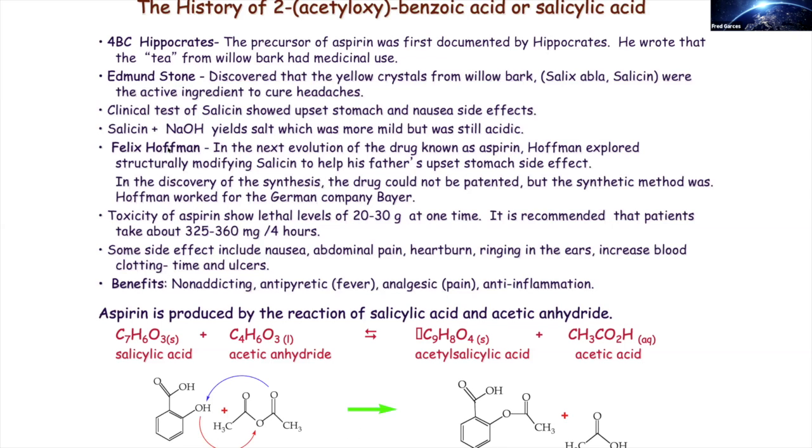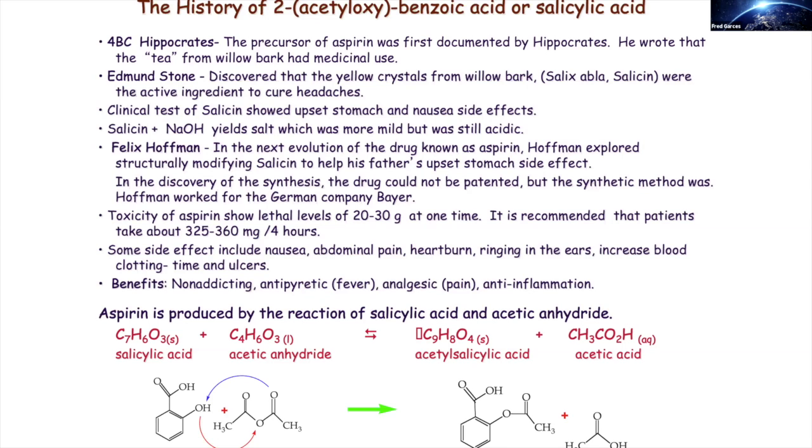Felix Hoffmann was actually the first person who synthesized aspirin, and it was because his father always had a headache, and salicin, which was what was used for headaches and aches and ailments back then, was very acidic, so it upset his father's stomach. And so what Hoffmann did was he basically derivatized salicin and tried to make it milder, but still have its therapeutic properties. So all of that is in the background of aspirin.